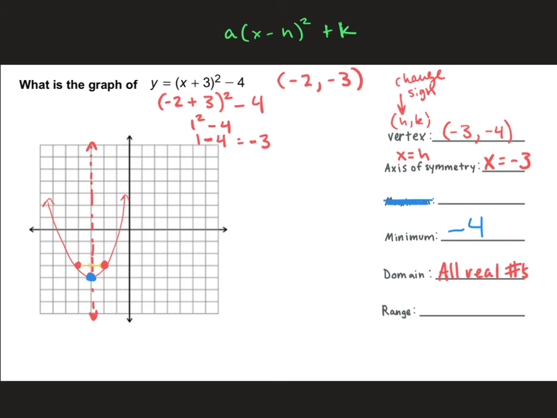And then what would our range be if we open up? It would be -4 to positive infinity. So for the range, just make sure you go back to that page where it says whether it opens up or opens down, and then all you do is plug in that y number there, or that k. Any questions here?